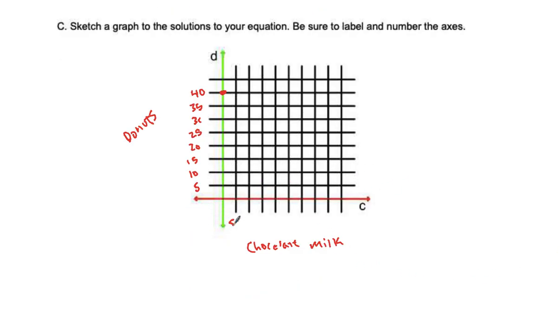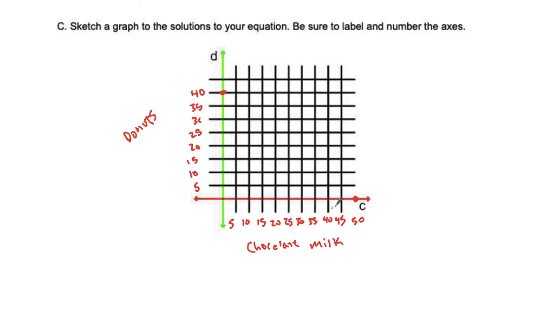Well, that's going to work to make this by 5s again. 5, 10, 15, 20, 25, 30, 35, 40, 45, and then this very last one here would be 50. So those are the 2 dots I need. I just need the 2 intercepts.